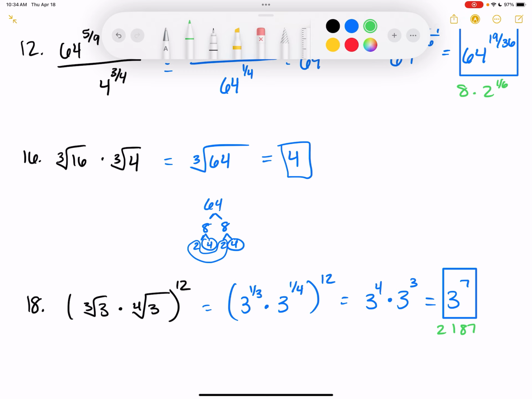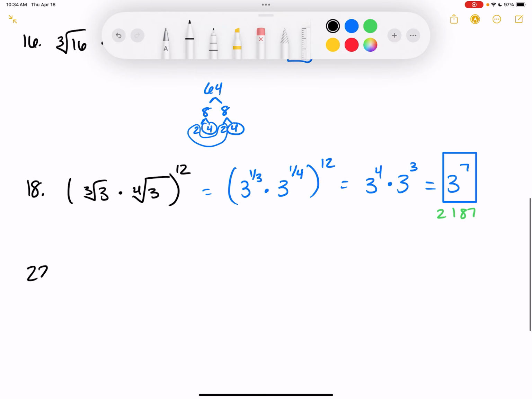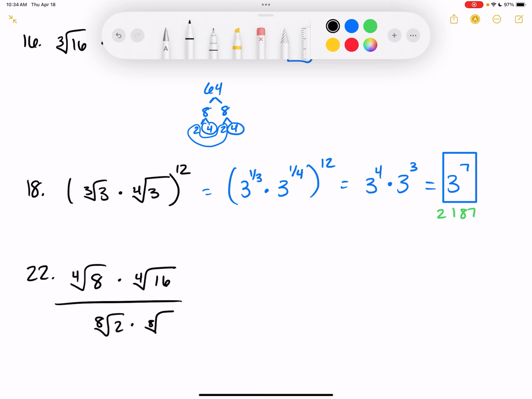22. The 4th root of 8 times the 4th root of 16 divided by the 8th root of 2 times the 8th root of 3. So any idea where I should start with this one? You can combine 16 times 8. Yep. So it'll be the 4th root of 8 times 16 and then the 8th root of 6.